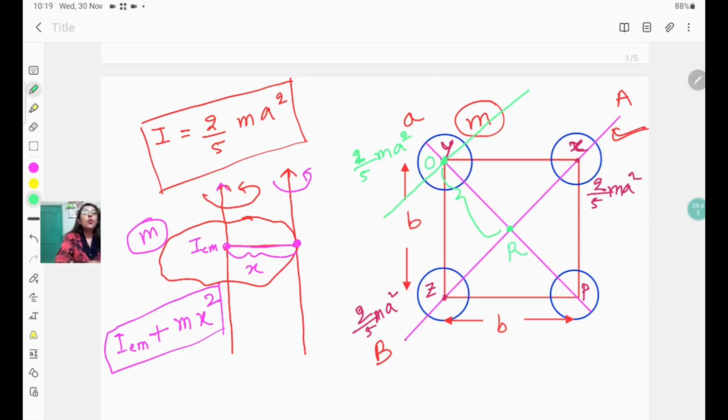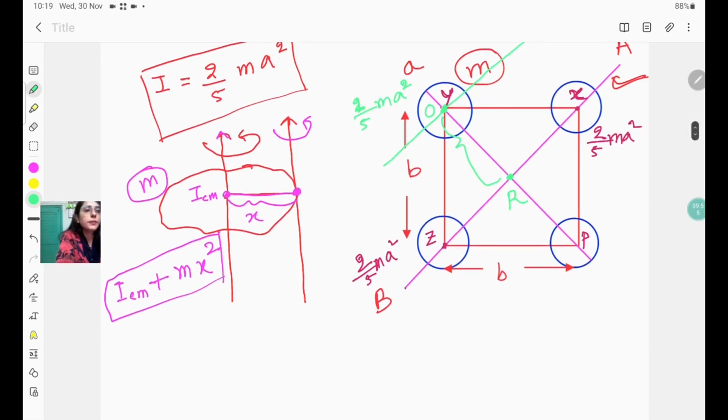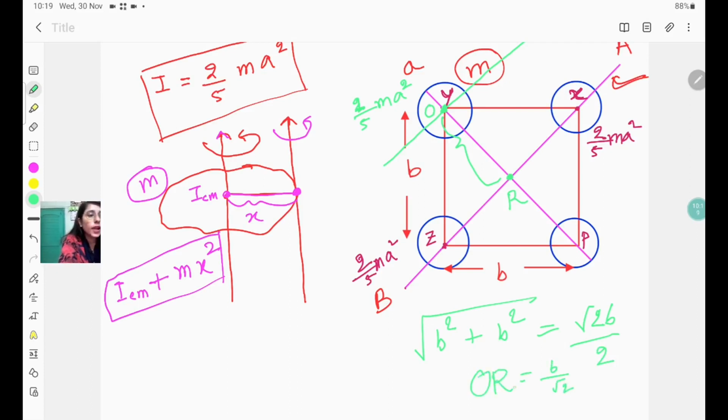So the distance OR is just half of the length of the diagonal. So first of all, find the value of the diagonal. What is the length of the diagonal? Just apply Pythagoras theorem. It would be root over b square plus b square, that is root 2 b, right? And OR is half of the diagonal, that is we need to divide it by 2, that is b by root 2. b by root 2 is the length of this OR.